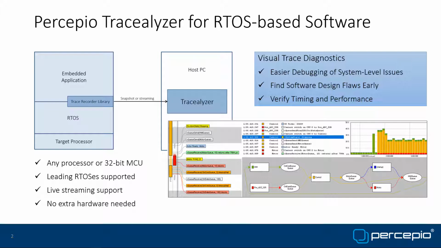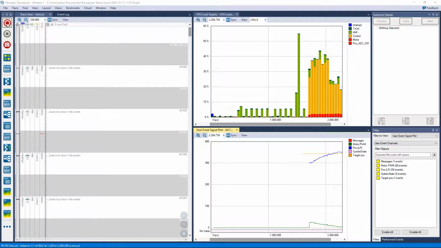The data collection relies on a software library with very few hardware dependencies, so it works on essentially any processor and doesn't require any extra hardware. It allows for continuous live streaming of trace data from the target system to host, so you can monitor the system over long periods of time. You can even see live animated views of the data. Let me show you what live streaming looks like.